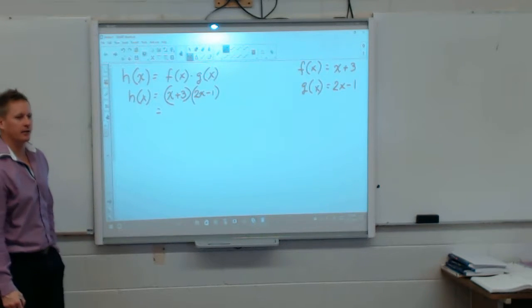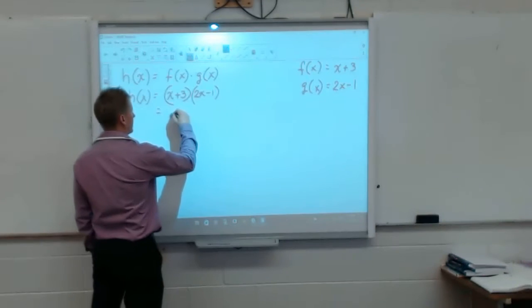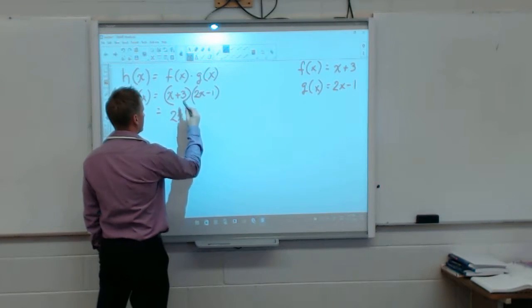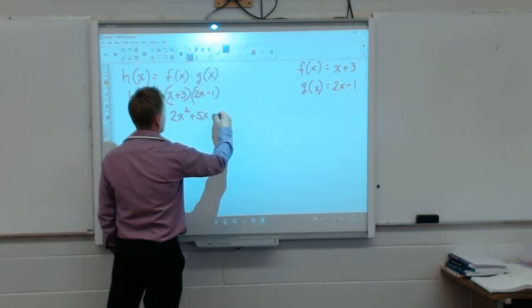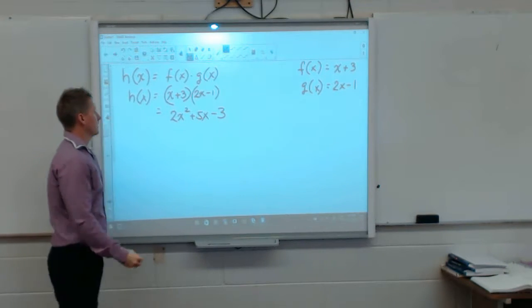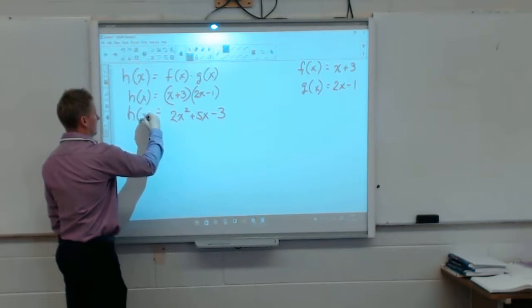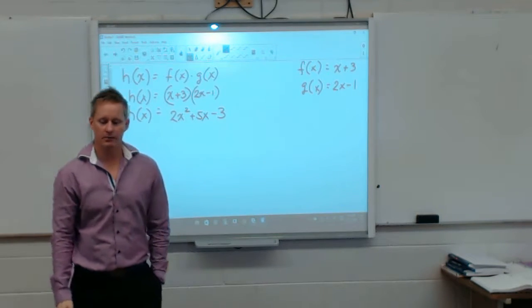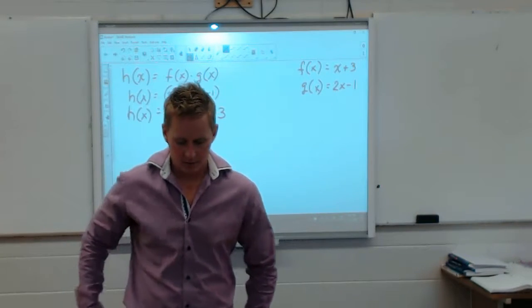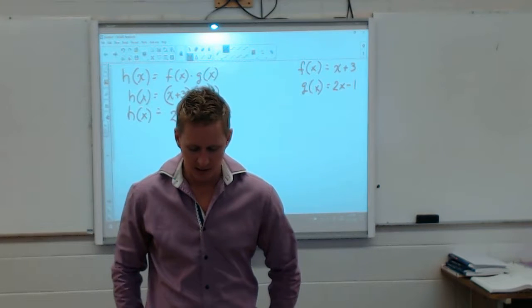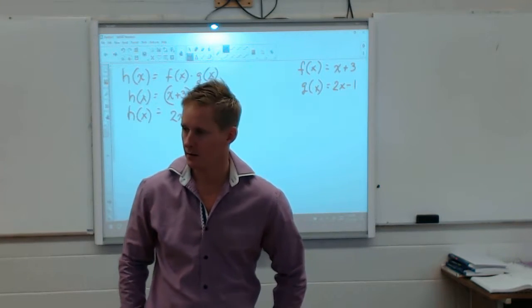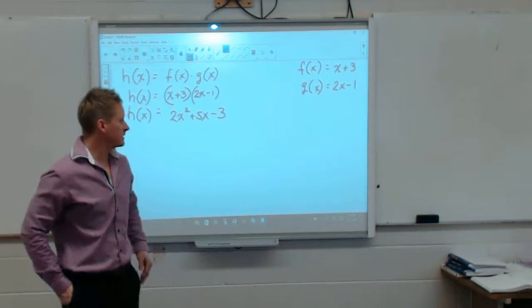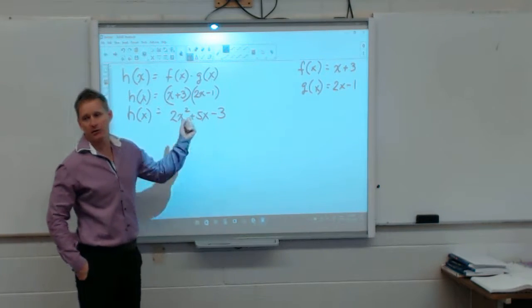Quadratic. Right? Okay, so I've got 2x squared, that's minus x, that's 6x, so that's plus 5x minus 3. There's your h of x. And h of x comes from the product of the two lines that we have, x plus 3 and 2x subtract 1. Okay? So again, you would draw out your lines, and then you would draw your parabola.